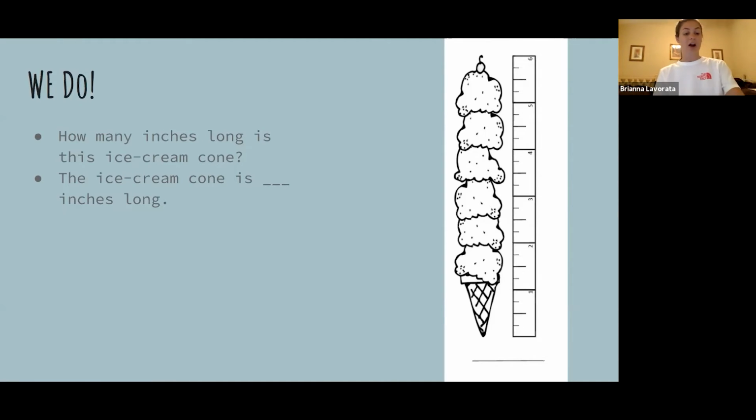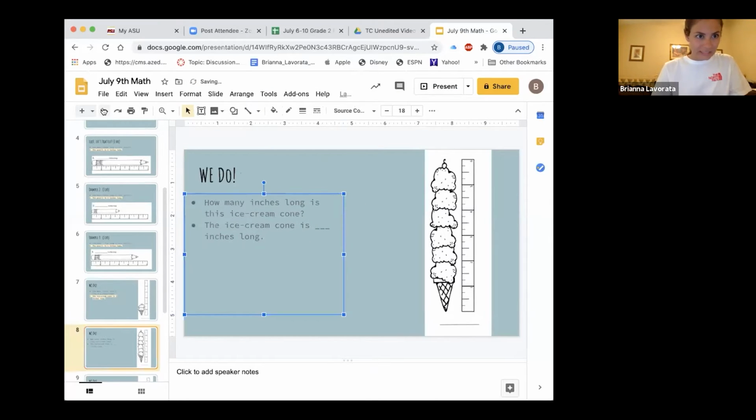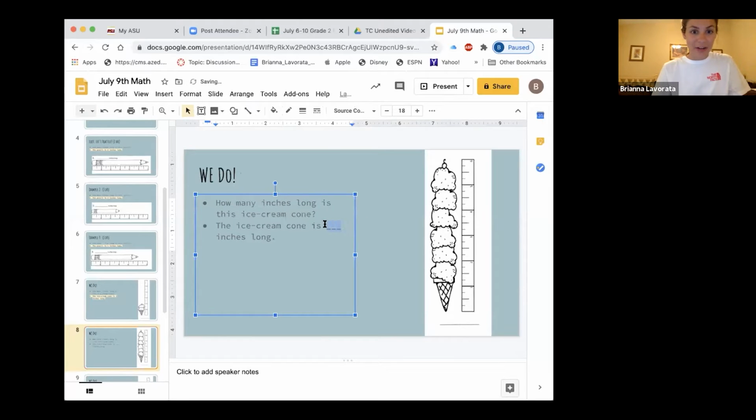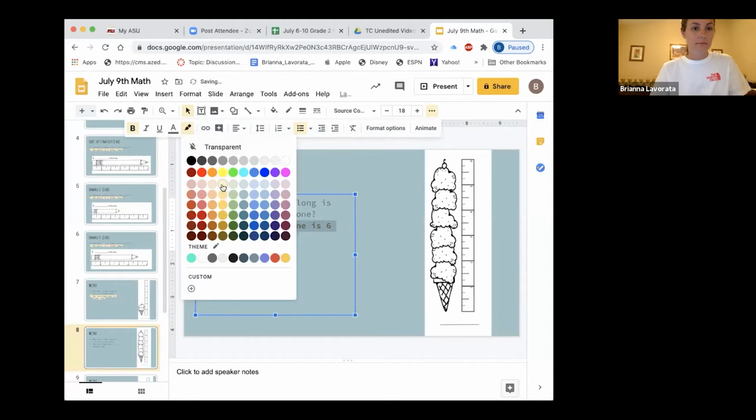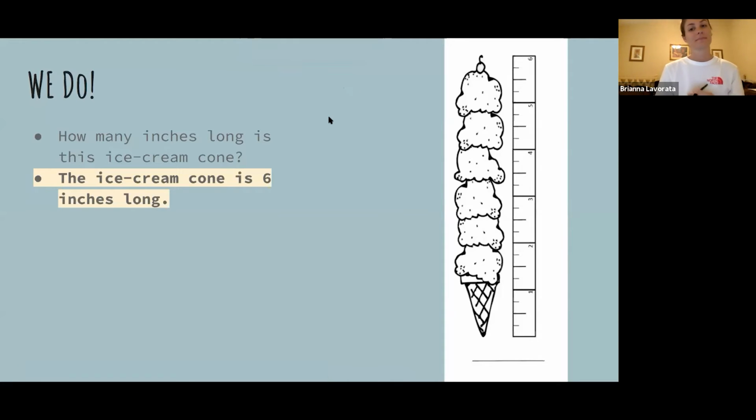Go ahead and write that on your paper and I will fill this in for us so you can better see what you are supposed to be writing. All right, so the ice cream cone is 6 inches long. Give you just another minute to do that.